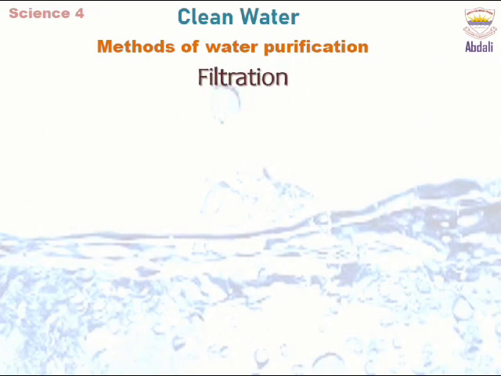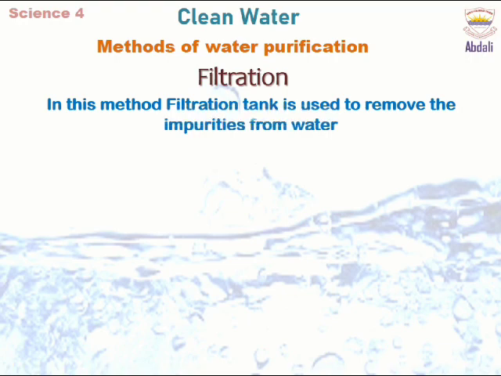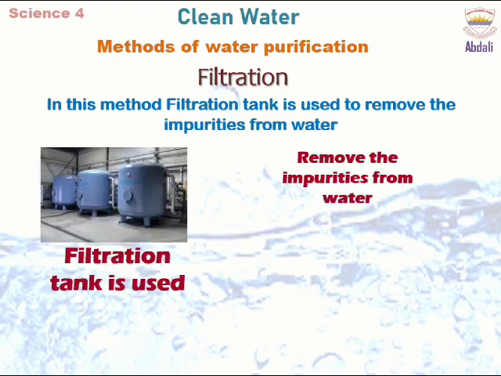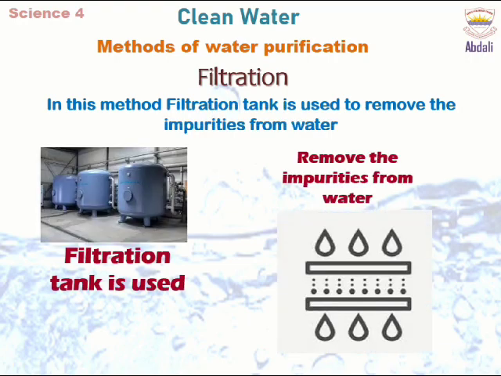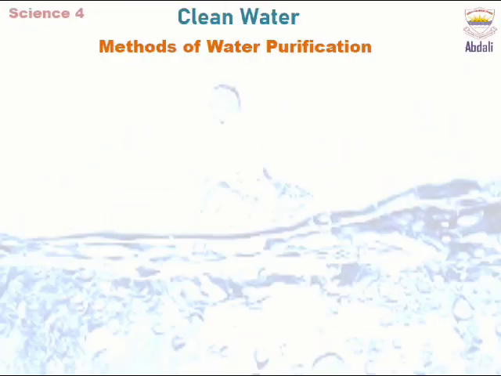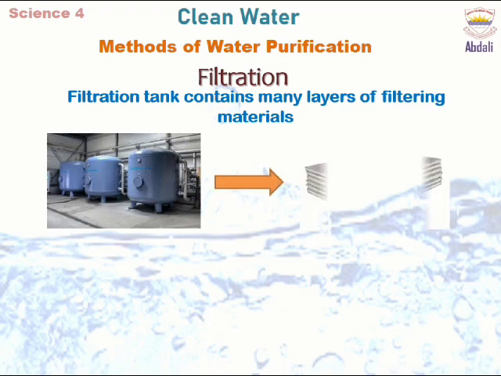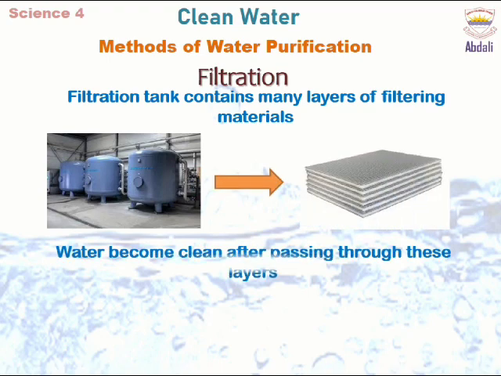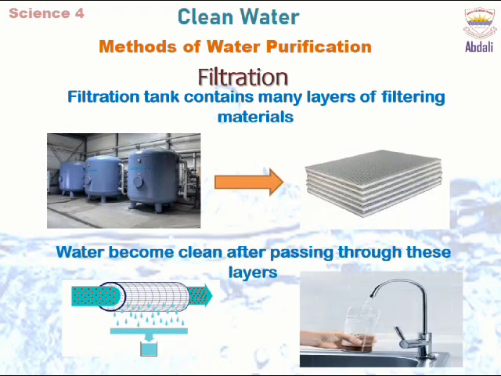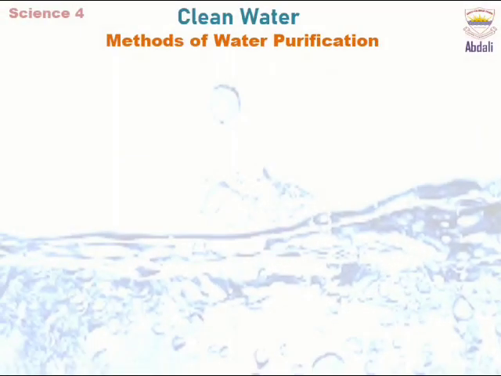In this method, a filtration tank is used to remove the impurities from water to make water clean and useful. A filtration tank contains many layers of filtering material. Water becomes clean after passing through these layers and is ready for use. Filtration is a very common method to clean the water.